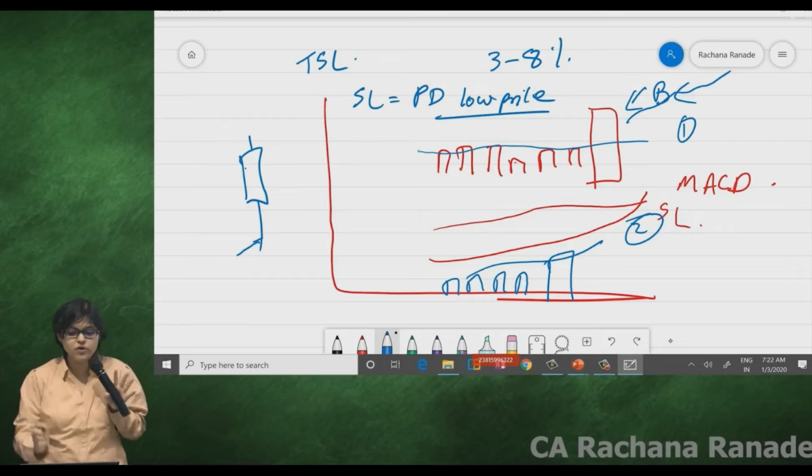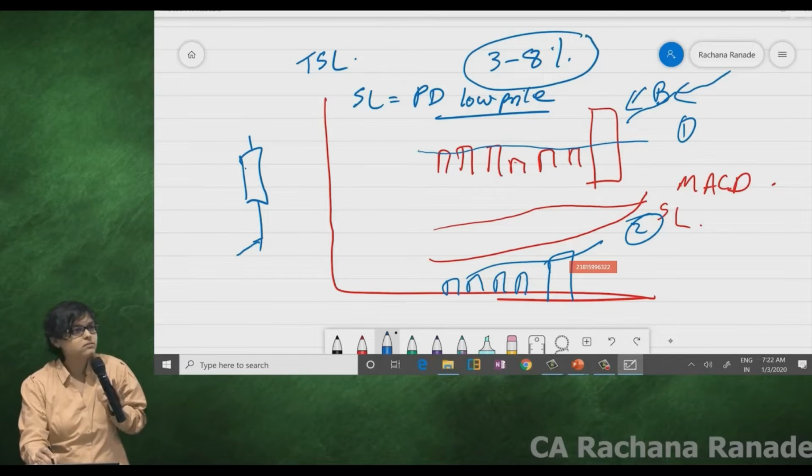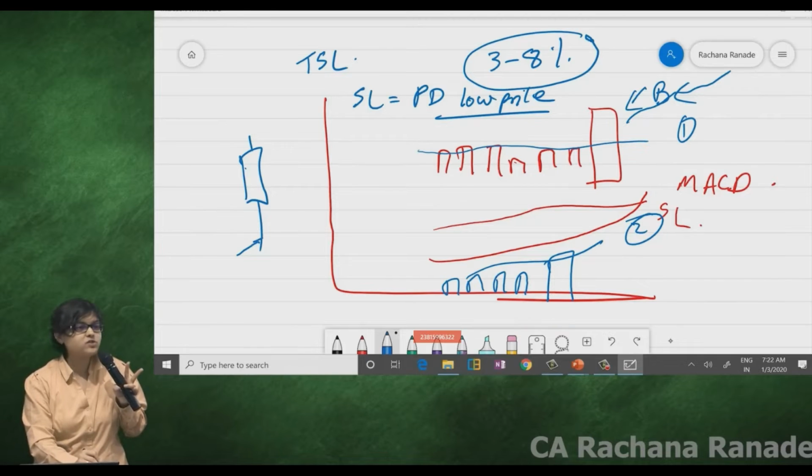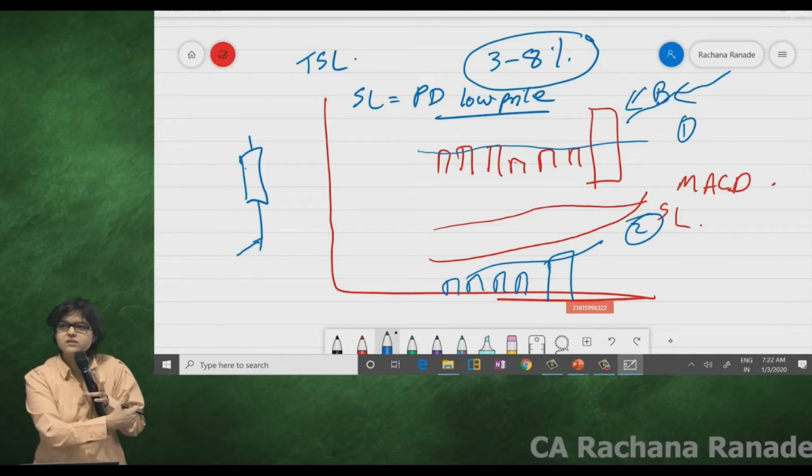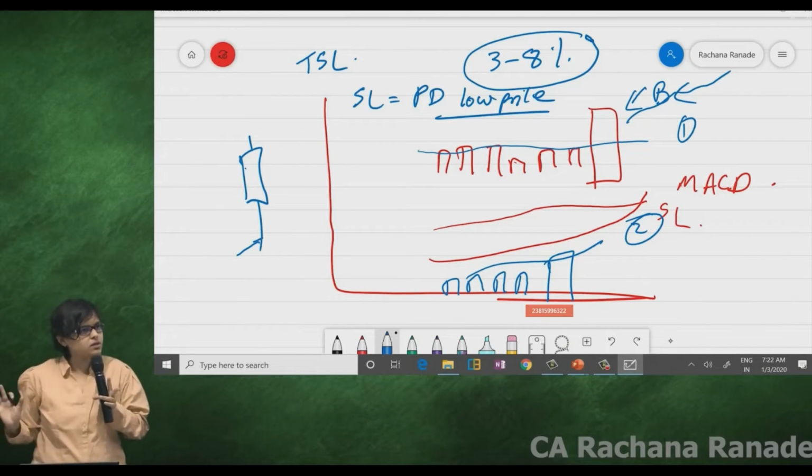What is the trailing stop loss? If you have achieved this target, step number 1, achieve the target. If you have achieved the target, the trailing stop loss will be the previous day's candle's low point. Khatam.